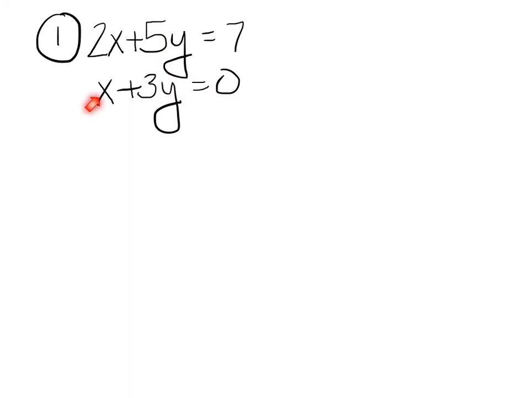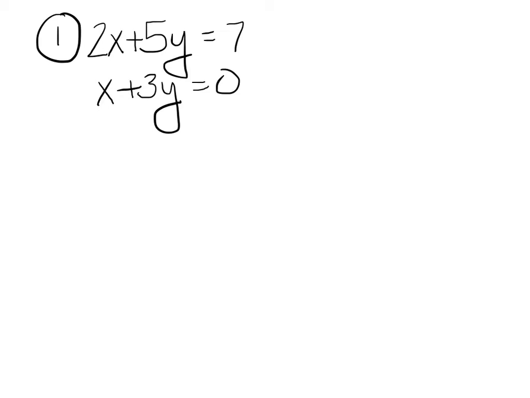I'm hoping you pick this one right here. Here's the reason. This has a coefficient of 2, coefficient of 5, coefficient of 3, and here we have a coefficient of 1. Always pick the one that has a coefficient of 1. It will be much, much, much easier. So what we are going to do is solve the second equation for x.